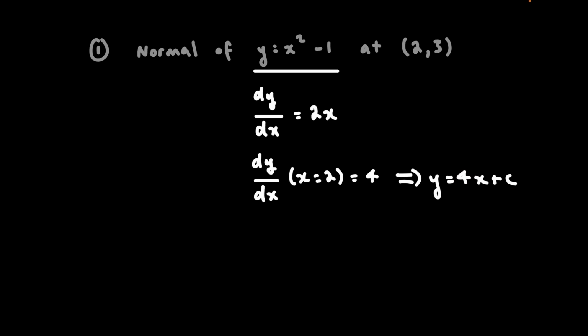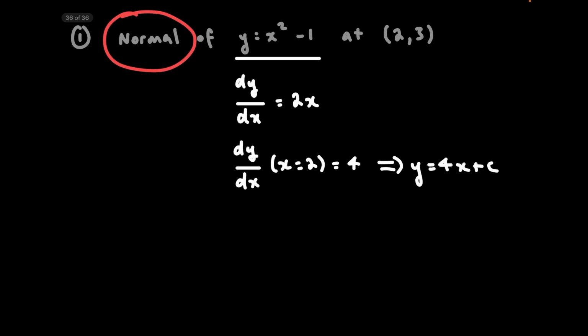Again, the question asks us, what is the normal to this graph? To work out the normal of this graph, we just need to find what is the gradient of the line perpendicular to our tangent. Two lines are perpendicular to each other if their gradients multiply to -1, i.e. they are negative reciprocals of each other.